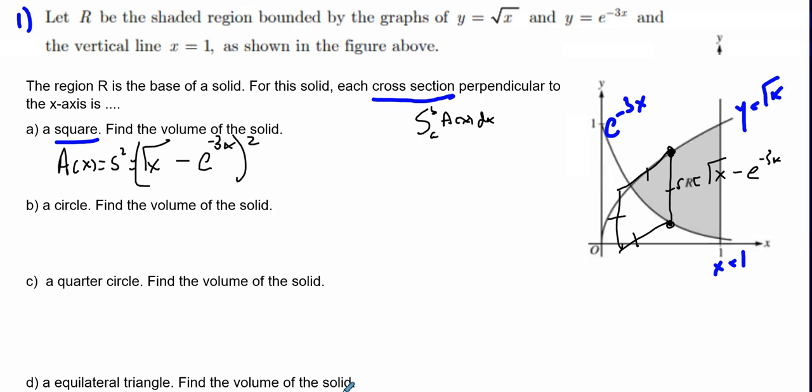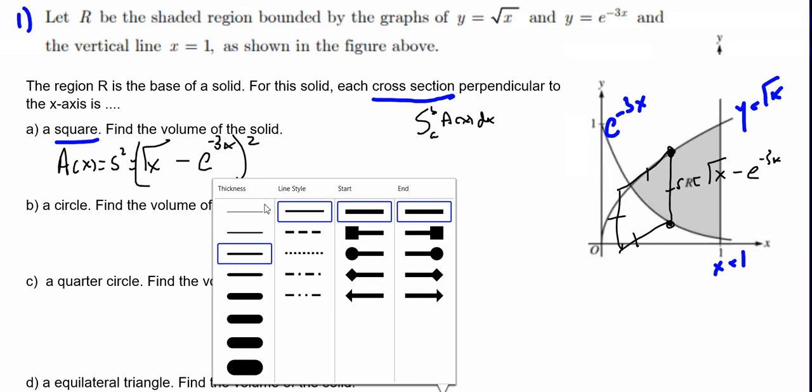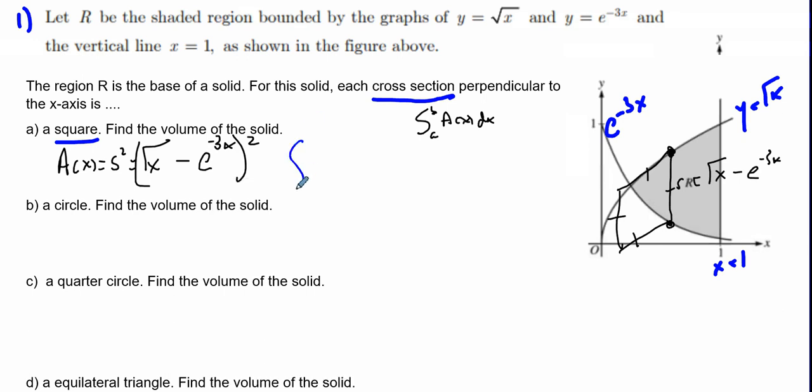So how do we write out this equation? I'll make this in blue ink right here. We're going to integrate, and our limits are from here. So we've got to find a point of intersection. To find this point of intersection, we're going to set the square root of x equal to e to the negative 3x right there. We'll have to use our calculator for that. And we're going to 1, so I know the upper limit's going to equal 1. We'll find the lower one by using our calculator.